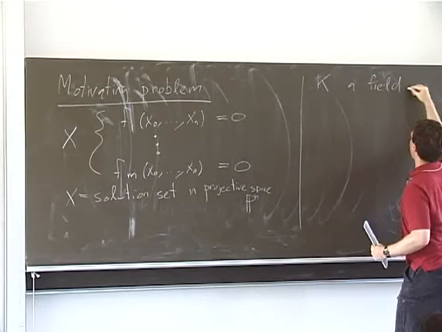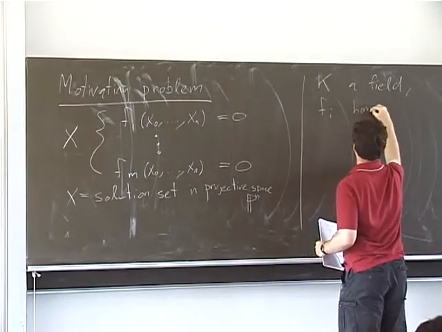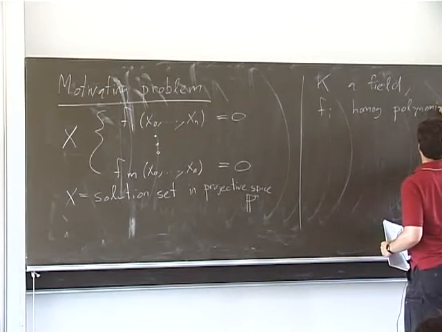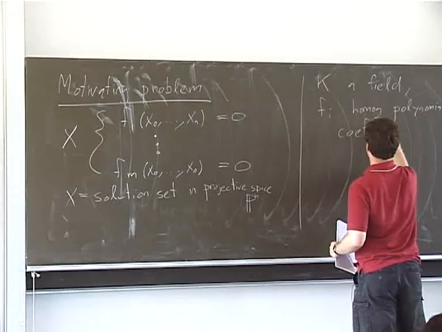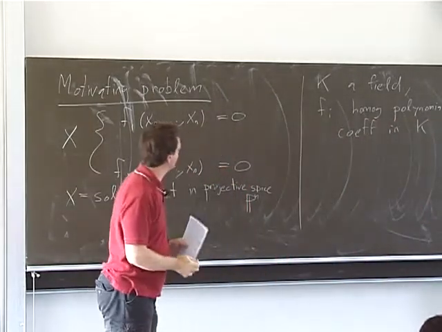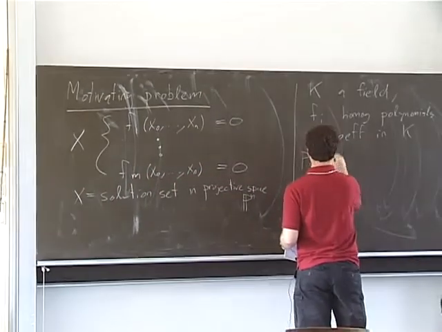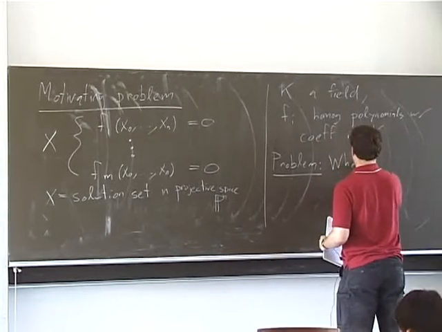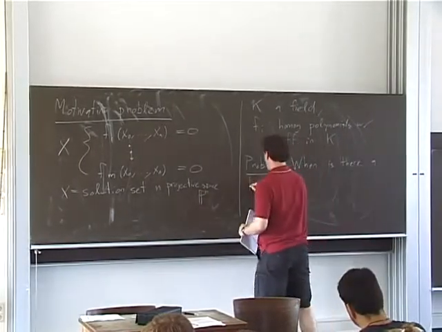And then, of course, these f_i are homogeneous polynomials with coefficients in this field. And then this very general, vague problem is to determine when this solution set has a K point. So when is there a K-rational point?